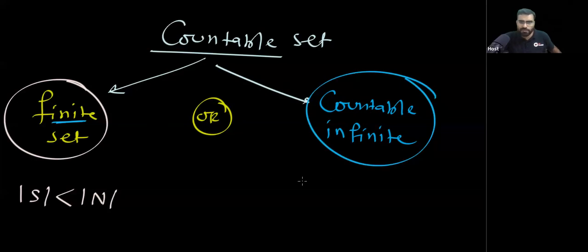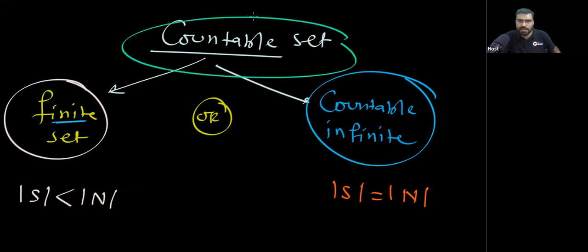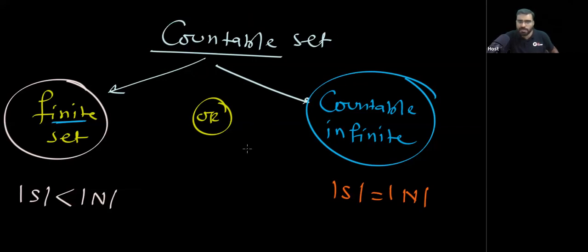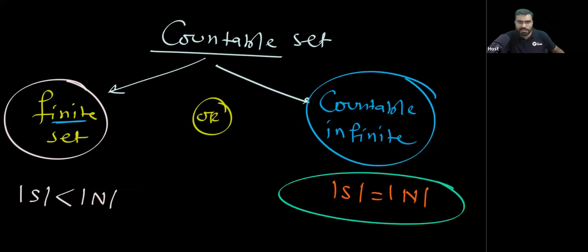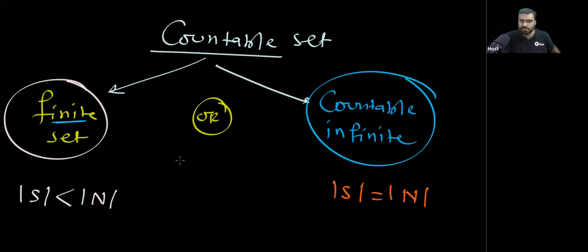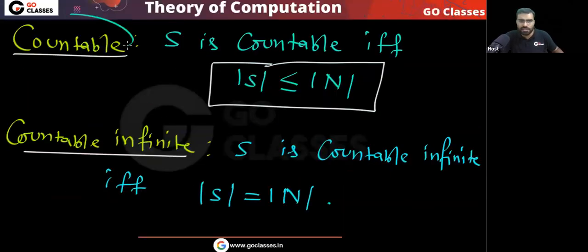And what about countable infinite? That has the same size as the set of natural numbers. Is this clear? So you can see a countable set can be finite or infinite. Every finite set is countable. And when can I say an infinite set is countable? An infinite set is countable if it has the same size as the set of positive integers. So this is the definition of countable.